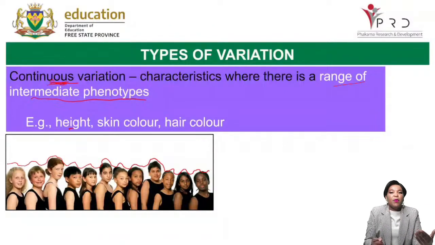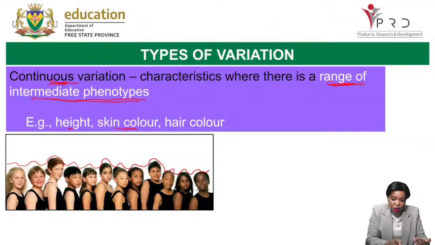You don't say people that are tall are 1.7 and people that are short are 1.2 or 1.0. No, there are numbers in between. So there is a range of intermediate phenotypes. So you'll find others that are tall, but they are not as tall as others. You'll find others that are short, but they are not as short as others.